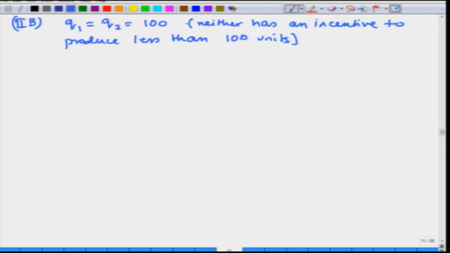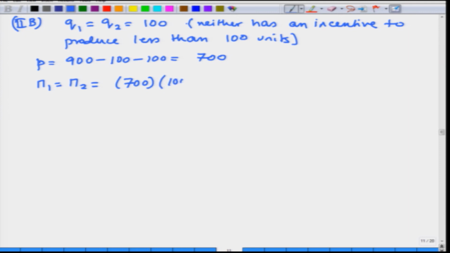So, in this case, when both the firms are producing only 100 units, the price that will arise is 900 minus q1 minus q2, which is equal to 700. Because they are investing in a small facility, the profit of both the firms, pi 1 equal to pi 2, will be 700, the price, times the quantity that they produce, minus the cost of investing in capacity, which is 50,000, because a smaller plant will require a fixed investment of 50,000 rupees. So, that will be 20,000, right. This would be the profit that they would earn.